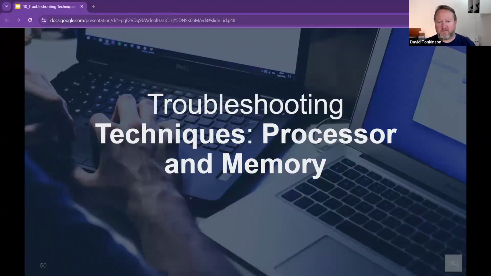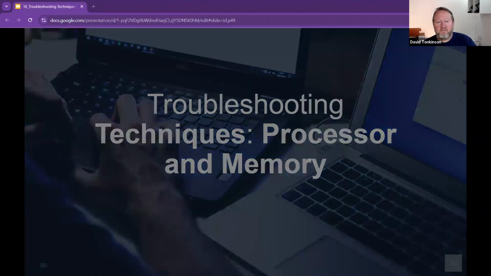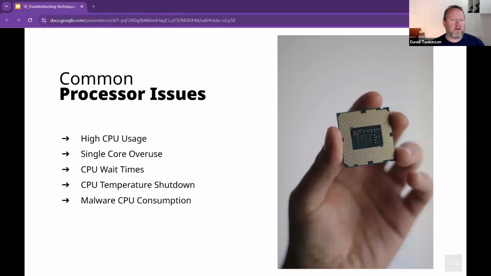Okay, so just covering a few more pieces at the moment then. So let's have a little chat about troubleshooting processors and memory. We know we can suffer from things such as high CPU usage, single core overuse, which is basically where one of the cores on your multi-core processor is being smashed to pieces because everything's running like that. CPU wait times, due to slow disk or network subsystems. So if your disk is running slow, but your CPU is running fantastic, it basically causes a slowdown, doesn't it?